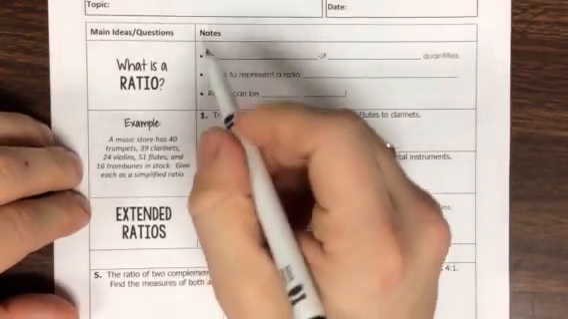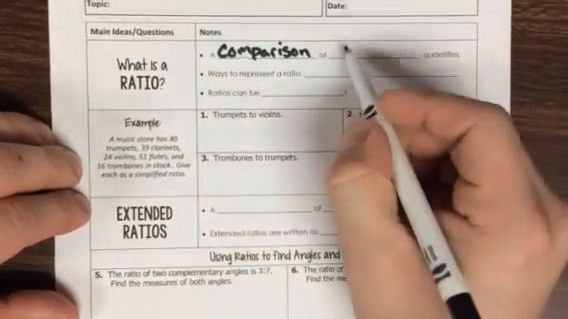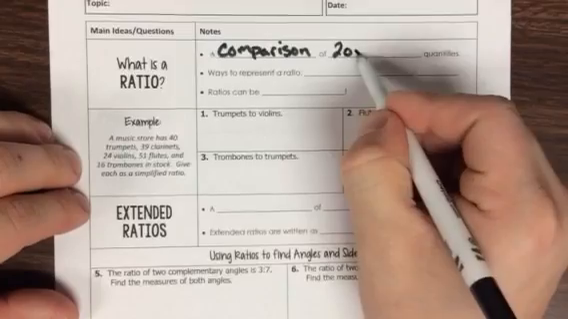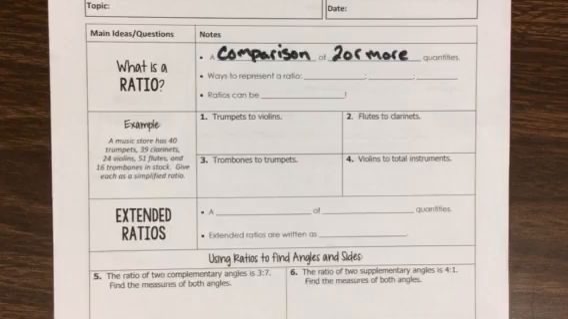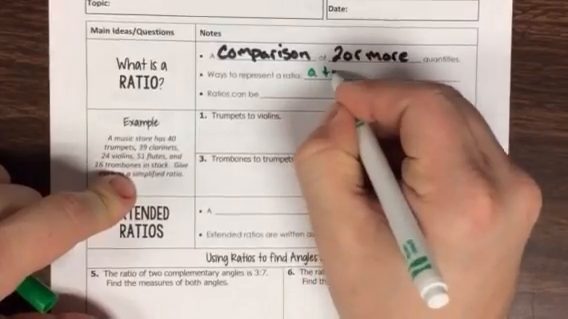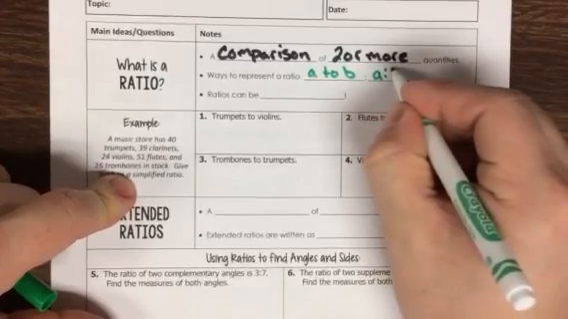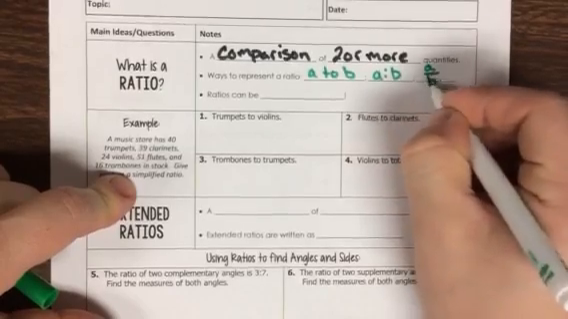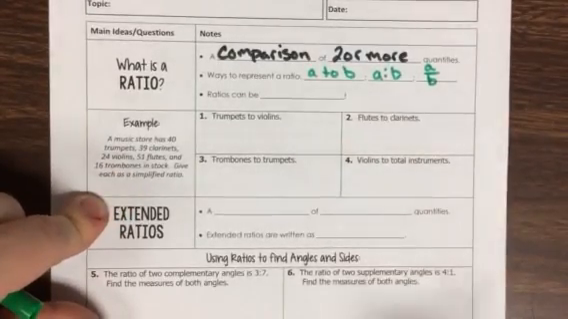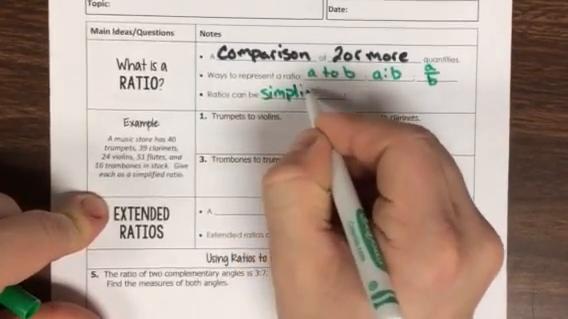What is a ratio? A ratio is a comparison of two or more numbers or quantities. Ways that we represent a ratio: we can represent a ratio by saying A to B, A to B with a colon, or A over B, writing it as a fraction. Ratios can be simplified, which we will see here in just a minute.